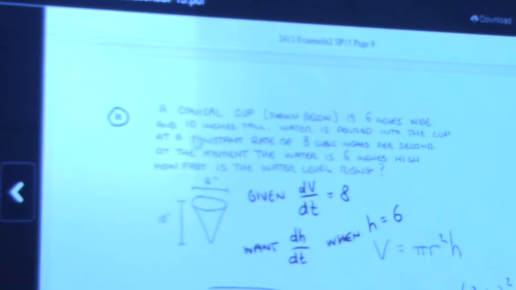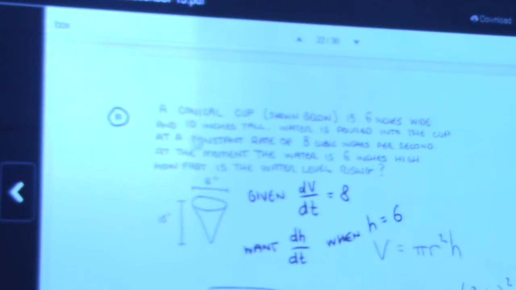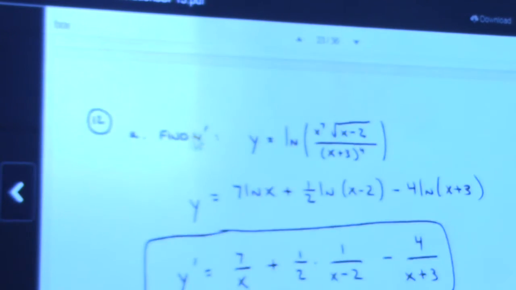Okay, here we go. This is what I want to get to. Related rate problem. Conical cup. We did one of those in class, didn't we? I happened to give them this on a test. That was the only one? What do we have here?